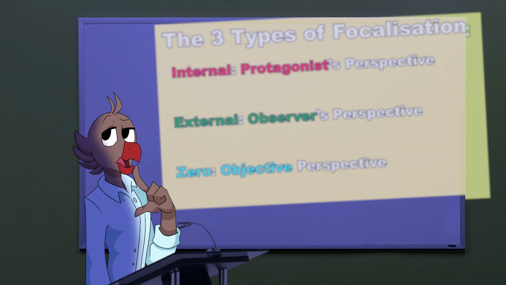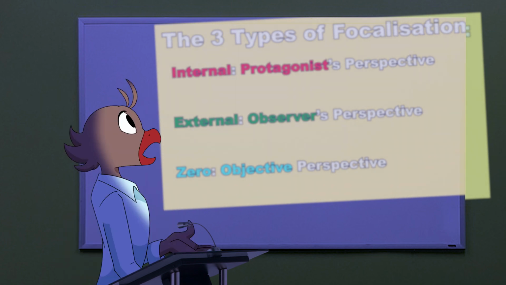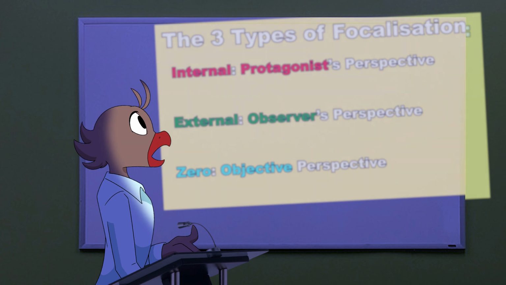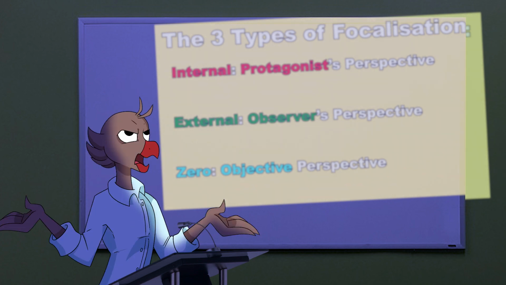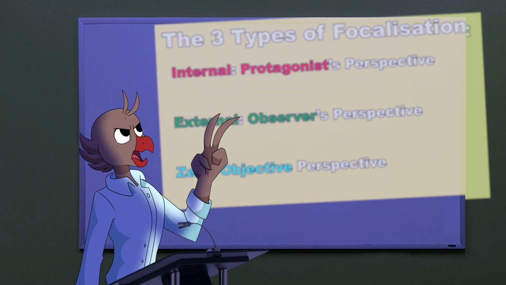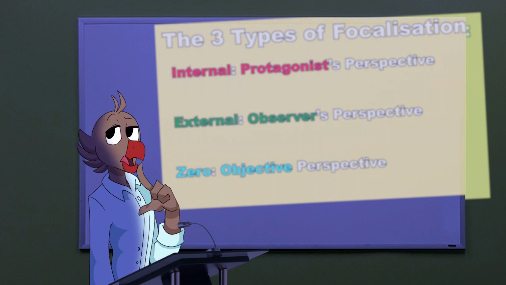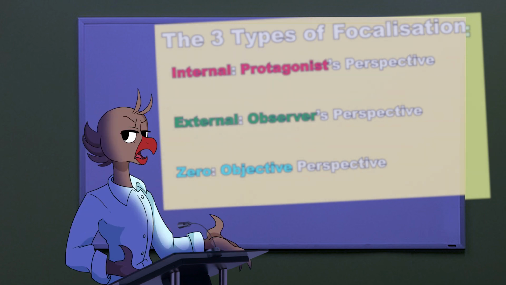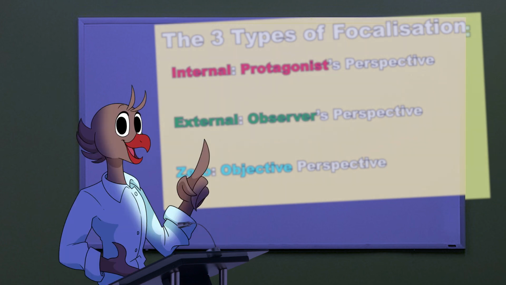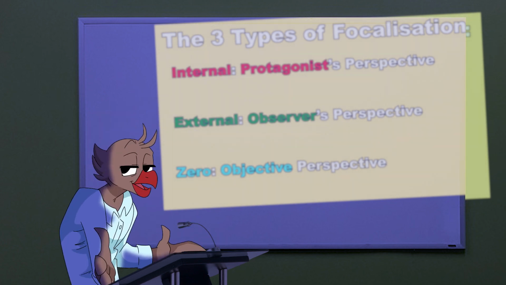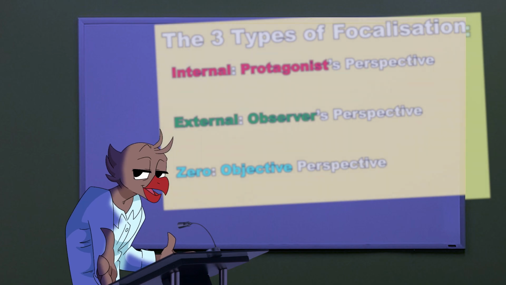Speaking of which, you might be wondering, how is talking about focalization any different from just talking about perspective? Like, what does this model give us that we wouldn't get if we just talked about what the narrator's point of view is in the story? That's a good question, and it's one that narratologists have argued about for decades.